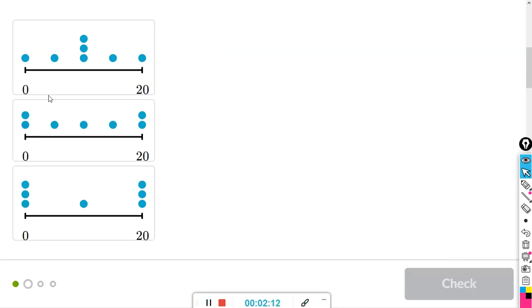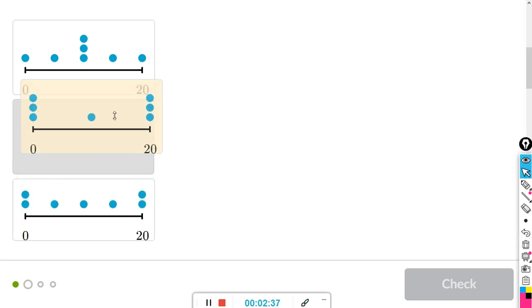All right, let's see. Now all three of these go from 0 to 20, right? But you see this one on the bottom, these peaks right here, they're on the extreme ends. So that is going to make the standard deviation greater. There's more data points that are far away from the mean. So this one is the most spread out. That's going to be on top. All right.